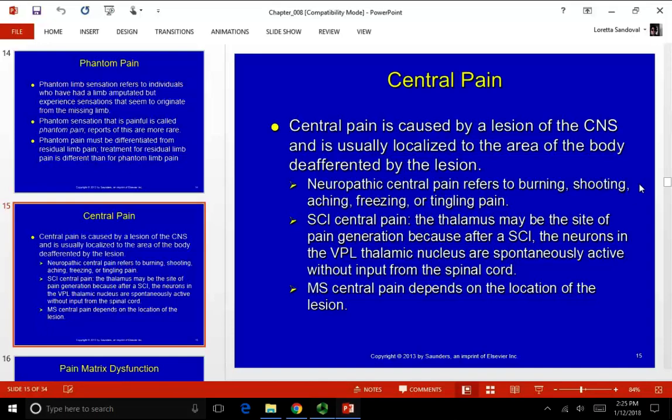In spinal cord injury central pain, the thalamus may be the site of pain generation because after an SCI, the neurons in the VPL, which is one of the thalamic nuclei, are spontaneously active without input from the spinal cord. So some of the input that you would have been getting from your peripheral areas, you're not getting because you have a spinal cord injury. The highway's closed. And so the thalamic nuclei may be spontaneously active without input. In MS, central pain often depends on the location of the lesion. So you're going to have varying locations, and that's why you have a lot of variable symptoms with MS as well, because of different locations of the lesion.